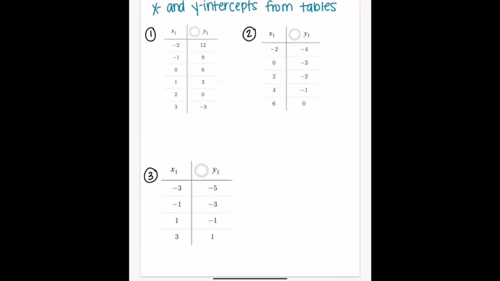All right, so anywhere I see a 0 in the table, that's going to give me one of my intercepts. But I have to think about which one it is. So this is the point (0, 6). And if this is an xy point, then when x is 0, y is 6. So that's my y-intercept.